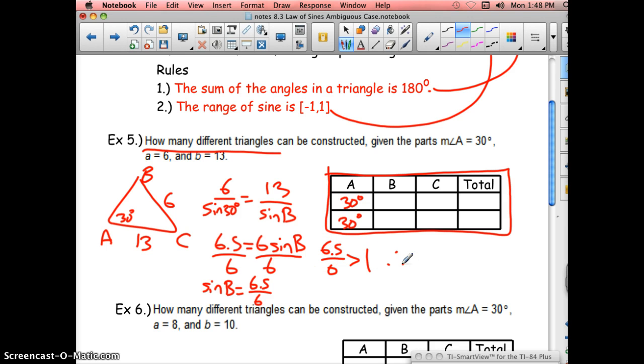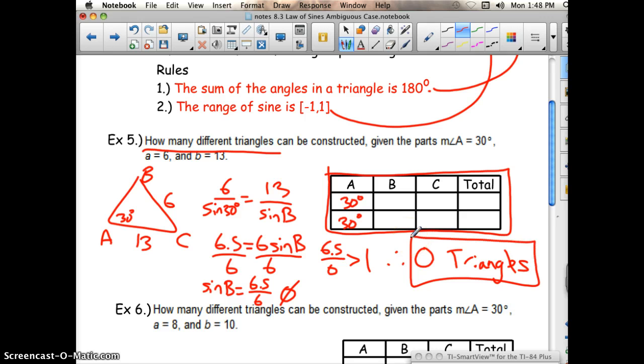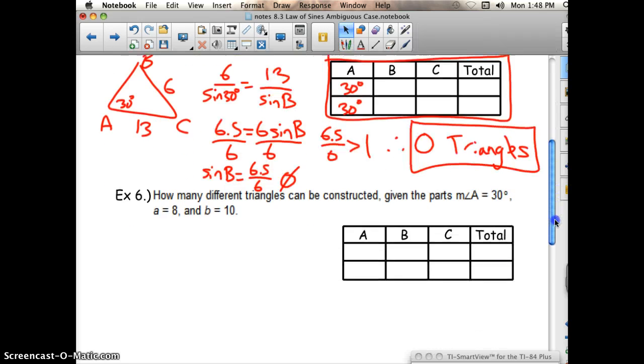Therefore, there are no possible answers for B. If I can't have any answers for B, guess what? I have 0 triangles. This came out to empty set, so that gave me 0 triangles. There we go. Moving on.